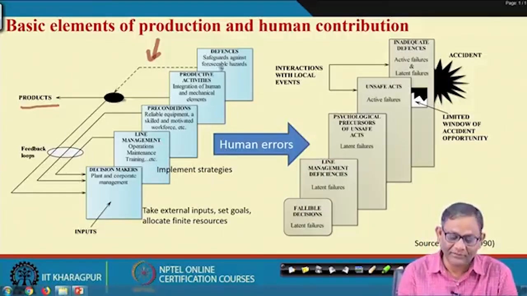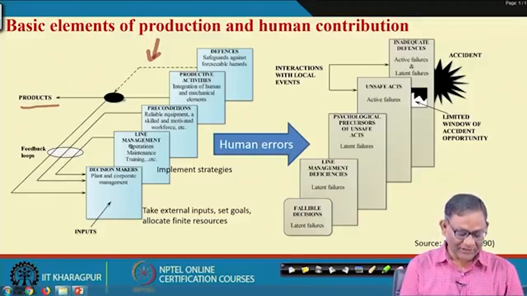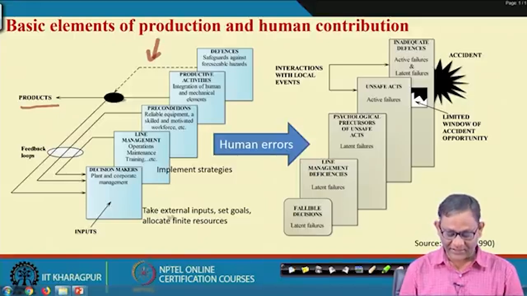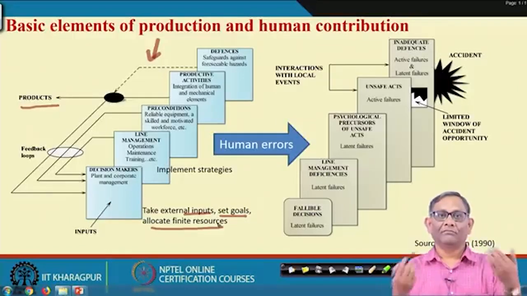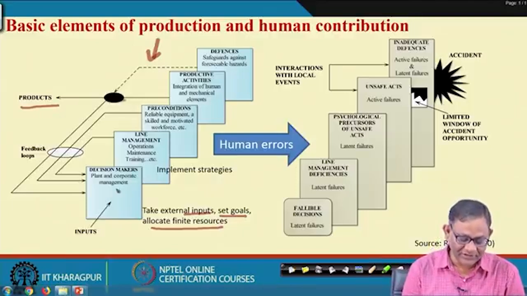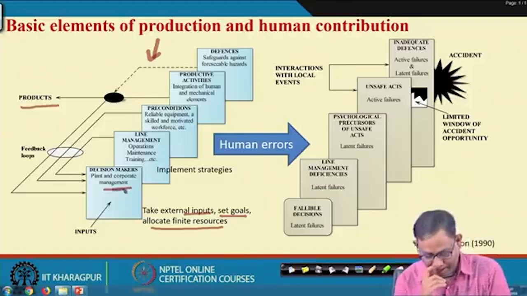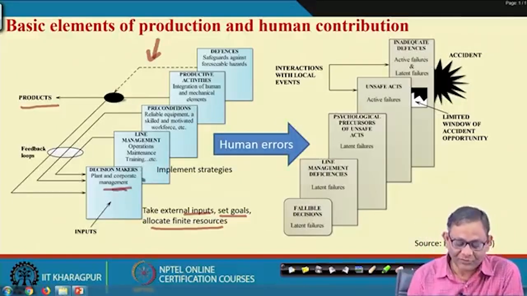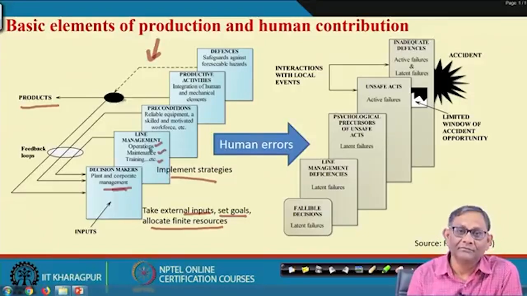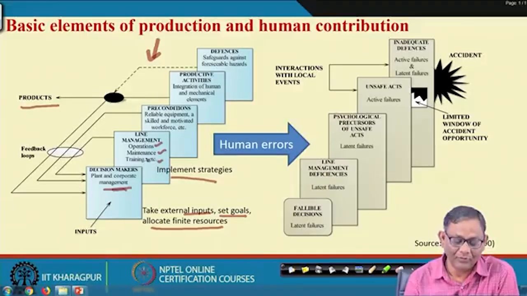With this simple structure, I want to discuss this. First is the production system, which is developed, and the plant is also developed, taking external inputs, and different goals are set, and accordingly finite resources are hired or borrowed, and they are nurtured and finally used. These decisions come under decision makers. Then when the line management implements those decisions, the implementation through operation, maintenance, training, there are so many line management functions. All those things will be done by a designated responsible group of people who come under line management.